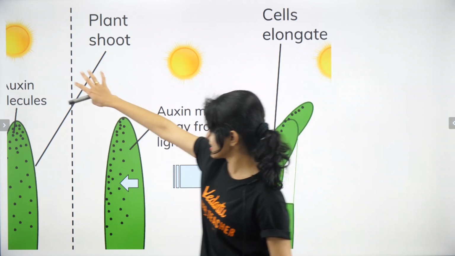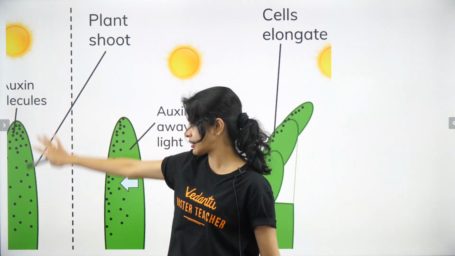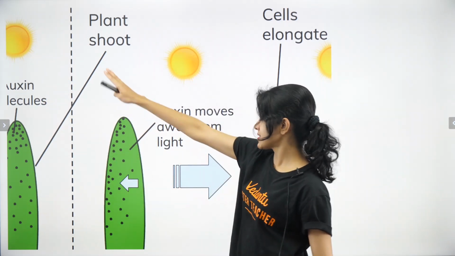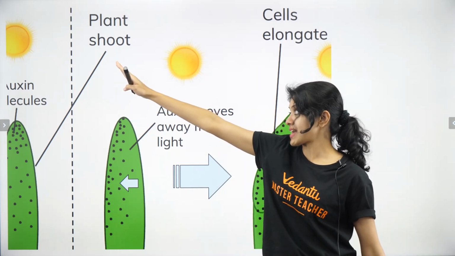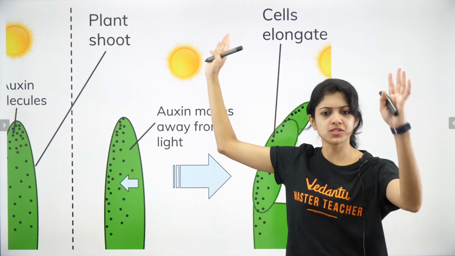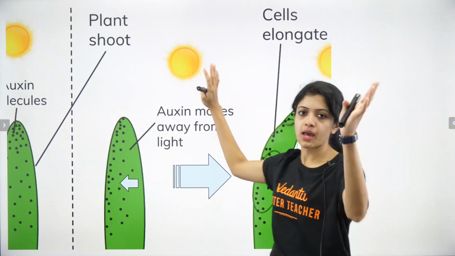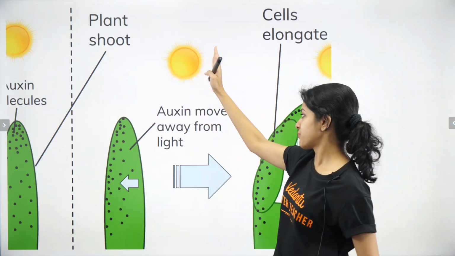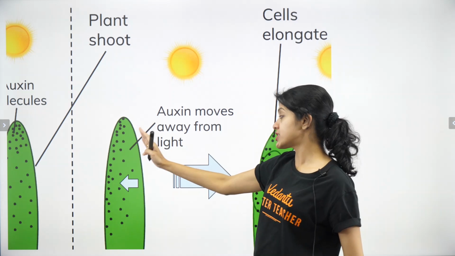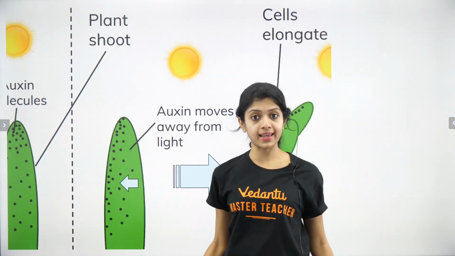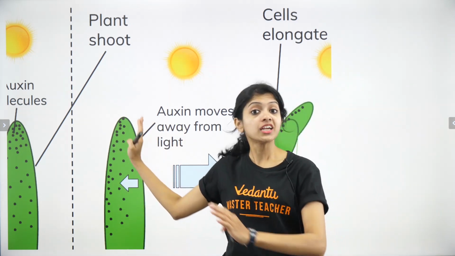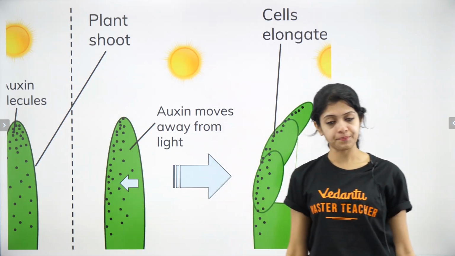Okay, now this is the sun right there. This is a part of the plant shoot. Now what happens is, when the sun moves across the day, it keeps moving, right? Or it appears to be moving. When it comes somewhere this side, auxin molecules would move away from light. You can see they are moving towards the shadier side of the plant.